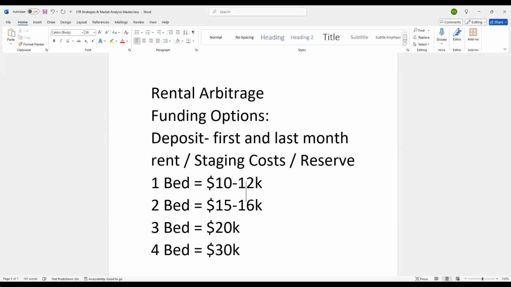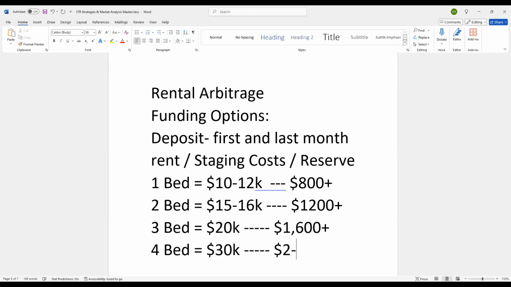So your net monthly income potential, based on how much money you need to get started, is going to vary, obviously, for the size of the property. A good rule of thumb on a one bedroom is in that $800 plus range. On a two bedroom, you're 1,200 plus, 1,400. Three bedroom, you're going to be 1,600 plus. Four bedrooms, you can very easily be in the 2,000 to 3,000 range, and so on. Five bedrooms or more.